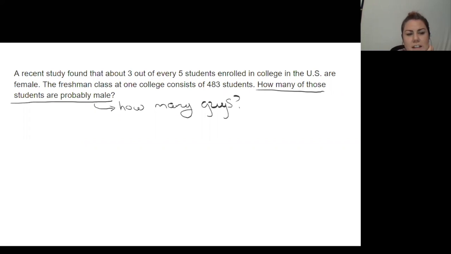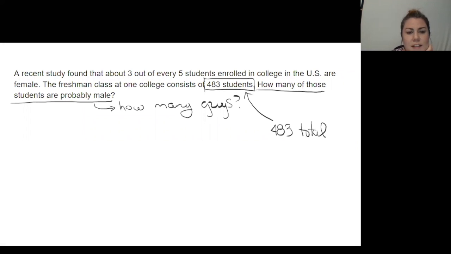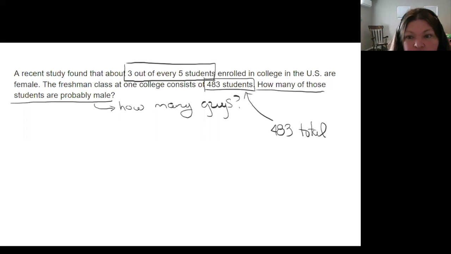Immediately, I just see that the freshman class consists of 483 students. When you talk about 483 students, is that the males, the females? What am I talking about? Everybody. That's everybody. Beautiful. Yeah. And then it gives you that the recent study is that 3 out of 5 students. Yeah, 3 out of every 5 students enrolled in college in the US. But I do want to note that that 3 out of 5 refers to 3 out of 5 of those students are female. Again, those close reading skills. So 3 out of 5 students are female. We've got this total group of 483 students, and we want to figure out how many guys.